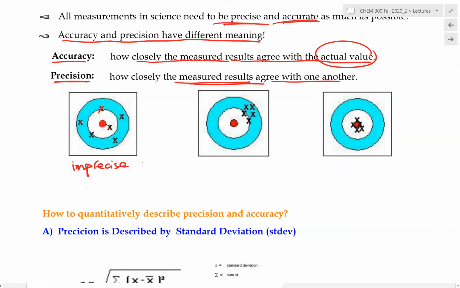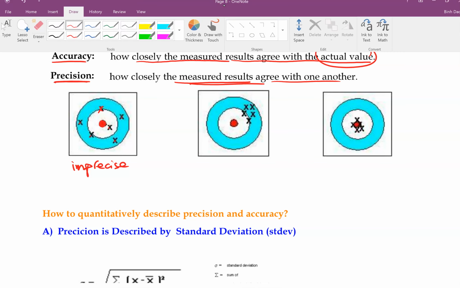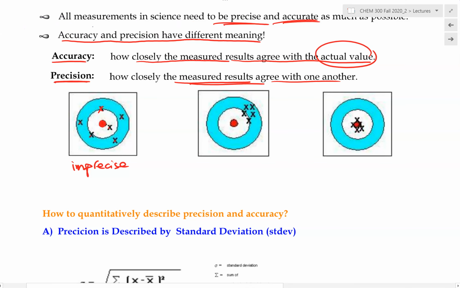How about accuracy? Would you describe this person as accurate or inaccurate? And you actually would be surprised. This result is considered to be accurate. Now, why accurate? Here is the explanation why.